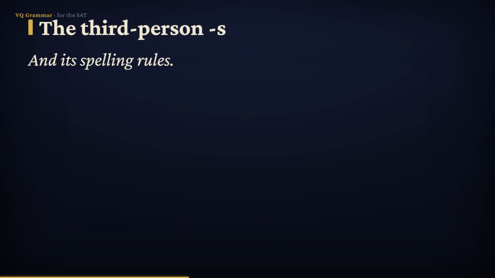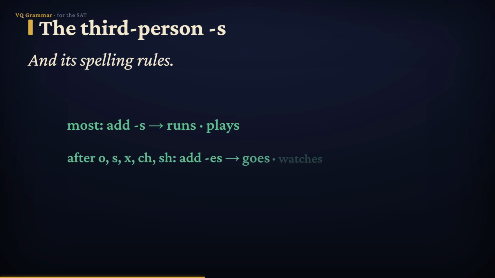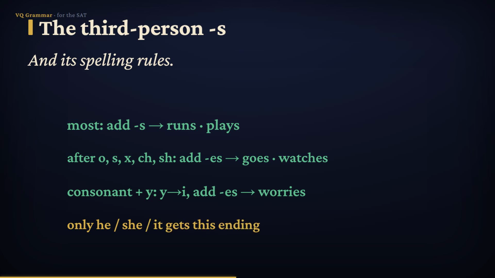The present tense has one spelling wrinkle worth knowing, that third person s. Most verbs just add s. He runs, she plays. But after o, s, x, ch, or sh, you add es. It goes, she watches. And when a verb ends in a consonant plus y, change the y to i and add es. Mom worries. Remember, this ending only appears in the third person singular, he, she, or it. Everywhere else, you use the plain base form.